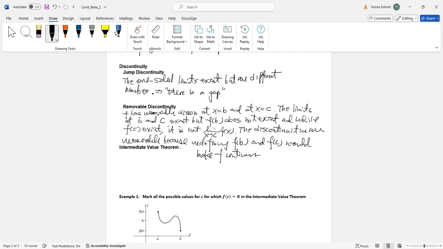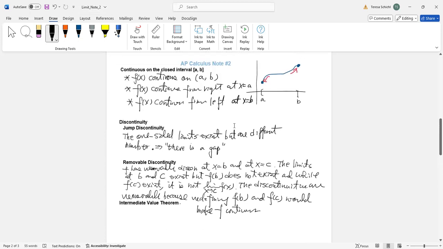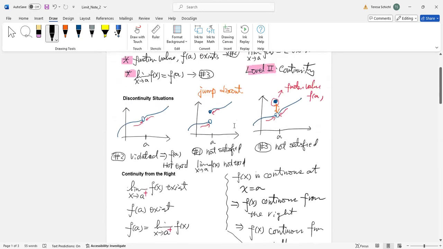Okay, so let's take a look at what we had before here, right? So this is the situation. My limit exists, but the function value does not exist. So now I can redefine the function value and then make it continuous. So this is removable. And so here, the function value is different from the limit, right? So I can redefine this also. So this is also a removable discontinuity here.